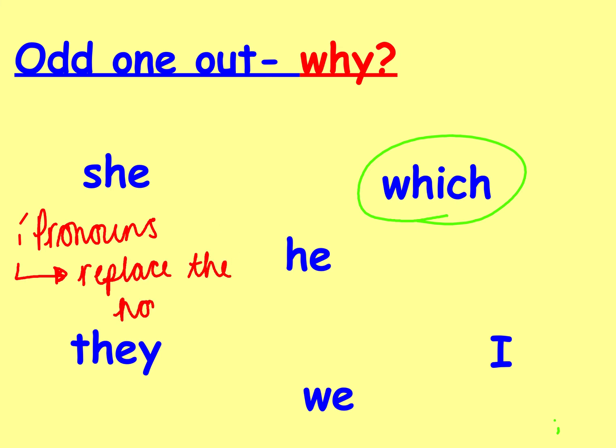Now, the job of a pronoun is to replace the noun. So if I was writing a story about Bob, it would save me having to say Bob walked down the street, then Bob did this, then Bob did this, then Bob did this, because I could just use he and I wouldn't have Bob in every single sentence, so it makes it less repetitive.